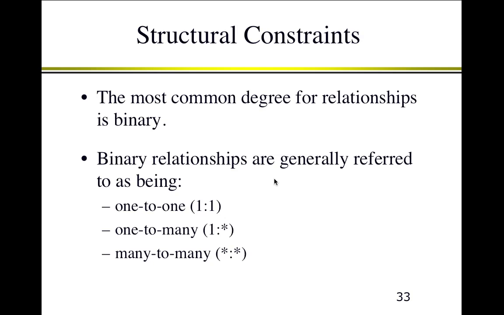Otherwise, the bus is going to wait for that 1 person to show up eventually. The schedule is going to be thrown off completely, though. So the most common degrees of relationships are binary, where we have 1 to 1. Binary relationships are generally referred to as being 1 to 1, 1 to many, or many to many. And by binary relationships, I mean one entity having a relationship with another entity.